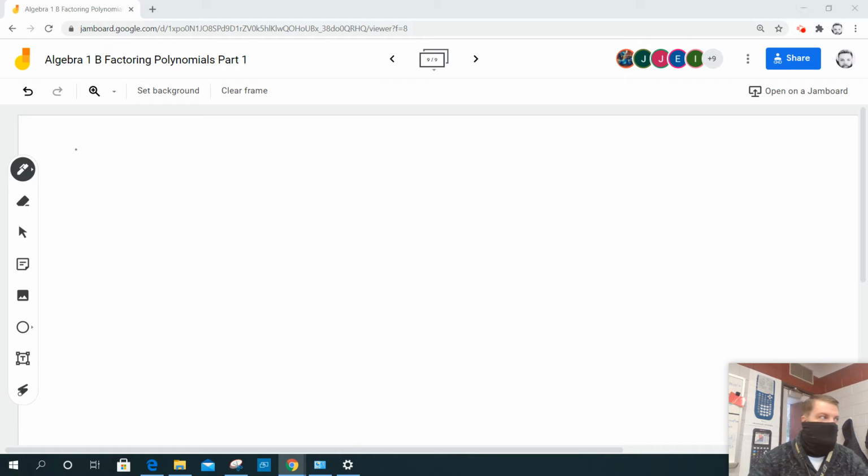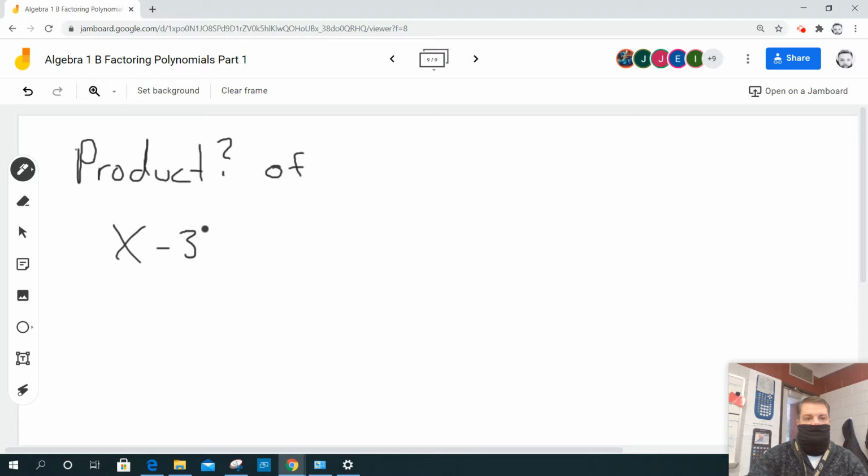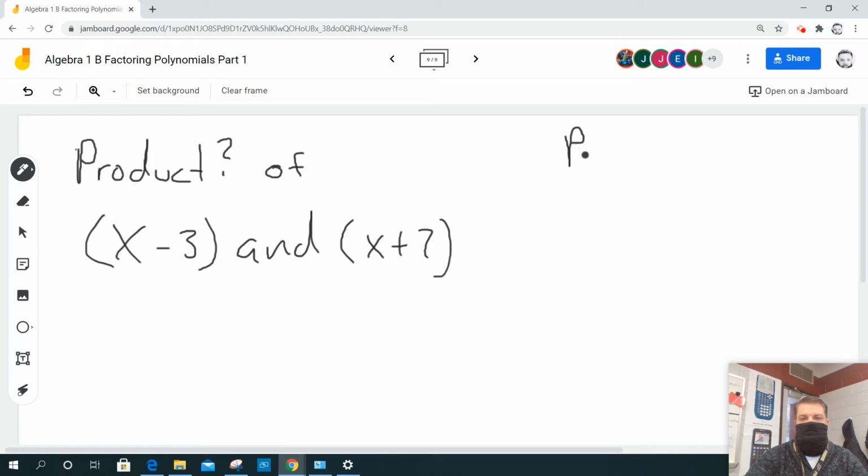All right, so here's what we're going to do. It says, what is the product? So the terminology is important. I'm being asked, what is the product of x minus 3 and the quantity x plus 7? What does product mean from a mathematical perspective? It means to multiply. It's the answer to a multiplication problem.